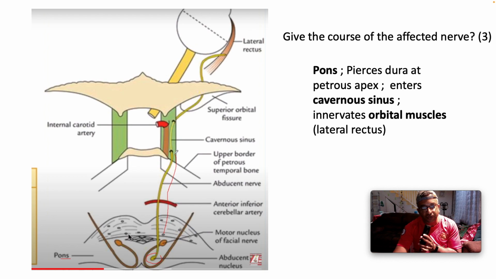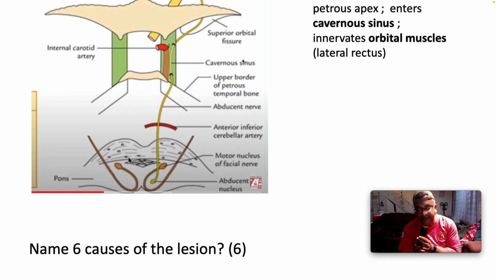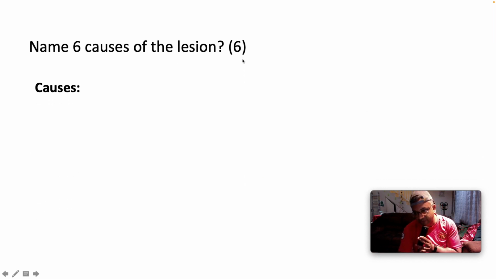Then it percolates into the cavernous sinus. It goes through the cavernous sinus. So any lesion which causes pathology at the level of the cavernous sinus can also cause 6th nerve palsy. It passes through the skull at the superior orbital fissure, and then it goes on to innervate the lateral rectus muscle, which is responsible for abduction of the eye. All right, so name 6 causes of the lesion for 6 marks.